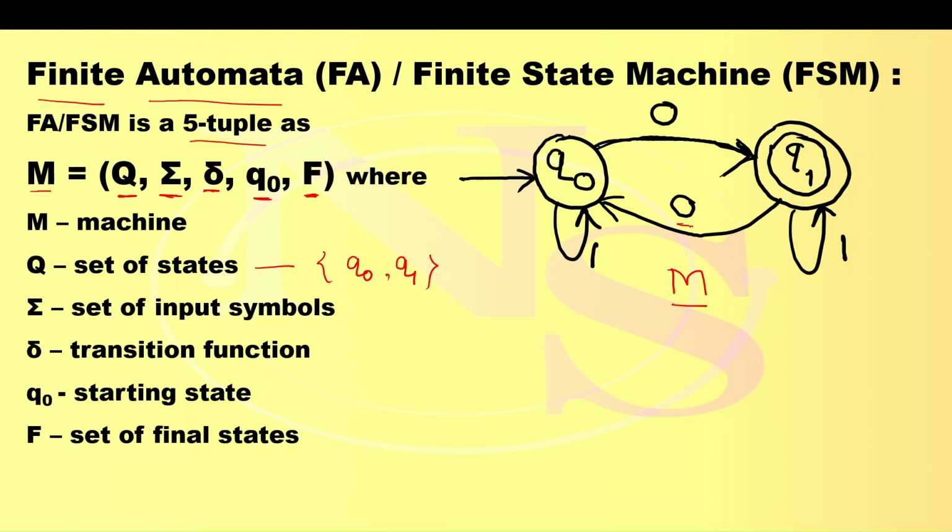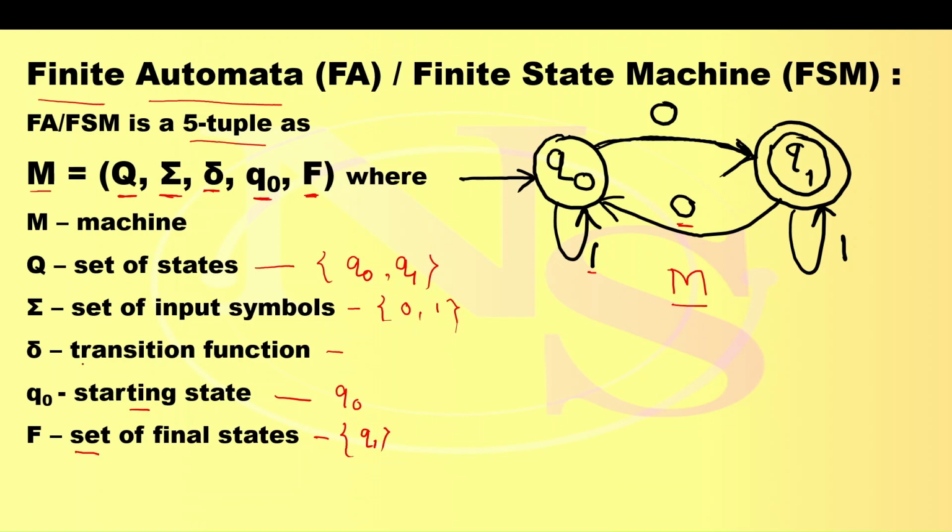What are the input symbols? 0 and 1. So we can write it like this, 0, 1. The transition function we will see in the next slide. The starting state here is Q0. And what is capital F here? The set of final states. Here there is only one final state. We have seen many examples where there is more than one final state. So the starting state will be only one, but final states can be more than one. That's why it's defined as a set of final states.